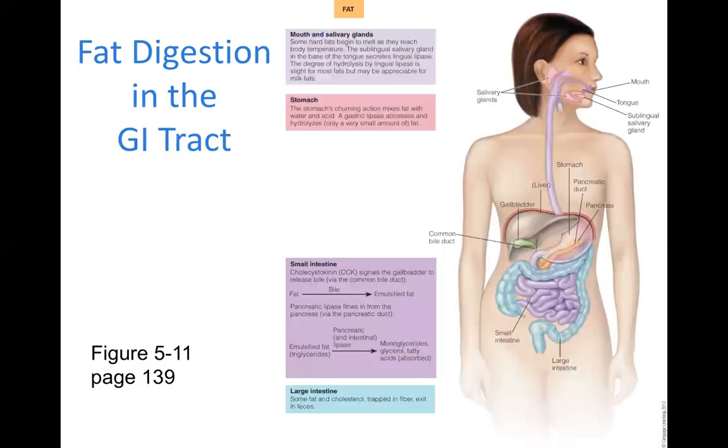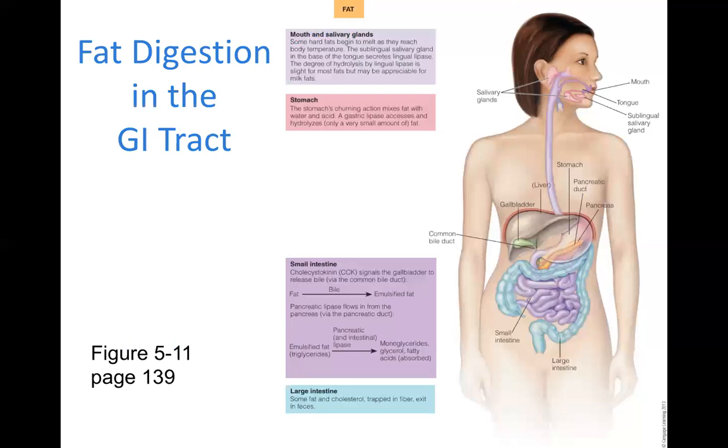So, fat digestion in the GI tract. When we eat fats, they start in our mouth, and we don't have a lot of fat digestion or absorption in our mouth, but our mouth is warm, it's body temperature, and that can help to melt fats that potentially were solid. If you put butter in your mouth, it's going to melt. So this can help break down some of the saturated fats. We also have a very, very small amount of gastric lipase in our stomach. So once fats get to our stomach, we have a very small amount of an enzyme that can break them down.